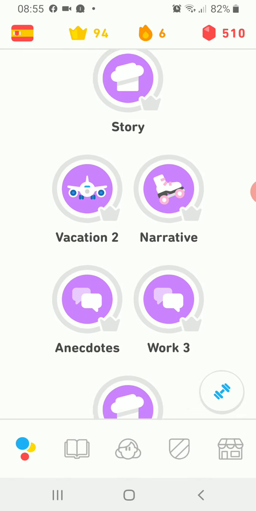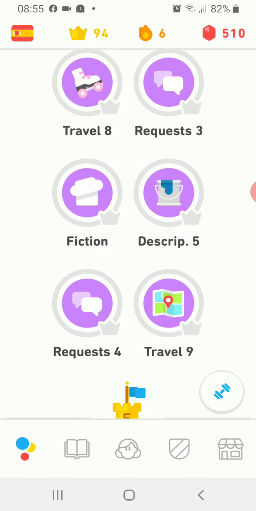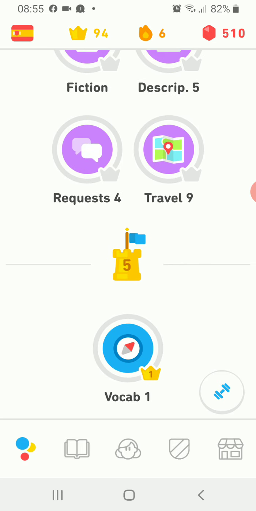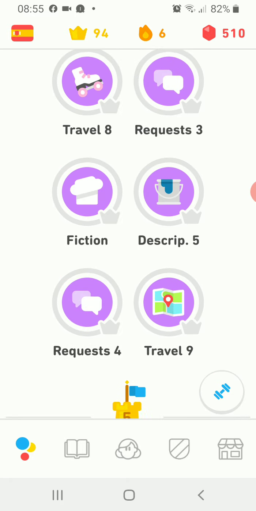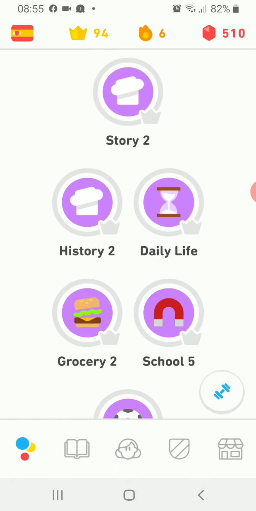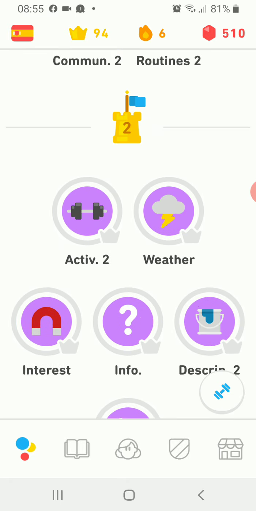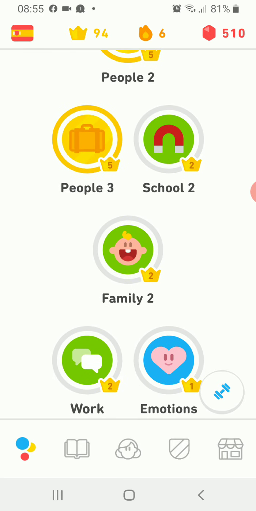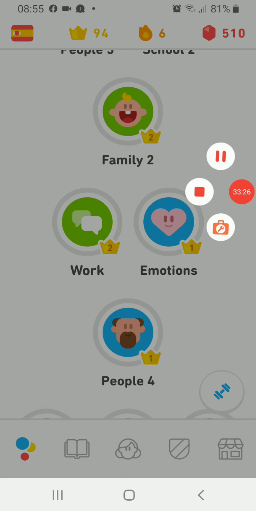I guess blue means that you have done it once. Yes, blue means that you have done it once. If it's not unlocked, the lessons are in gray. If it's unlocked, it's in purple. If you did it once, it's in blue. And after that, if you did it twice, like I did for work, then it becomes in which color? It turns green. Yes. Yeah, that's how it is. Very nice. So, very well.